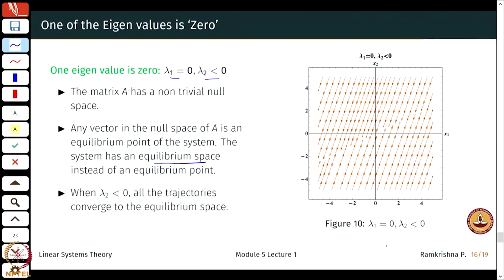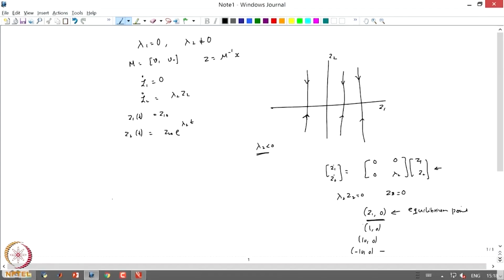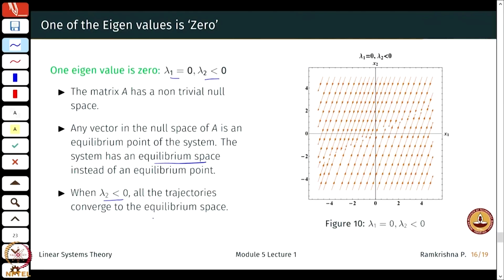Now, when lambda 2 is less than 0, all trajectories converge to the equilibrium space. What is the equilibrium space here? It is this entire z1 axis. Any point in z1 with z2 being equal to 0 is in the equilibrium space. Let me draw it in red. This is my equilibrium space. So, when lambda 2 is less than 0, each of these trajectories will converge to the equilibrium space.